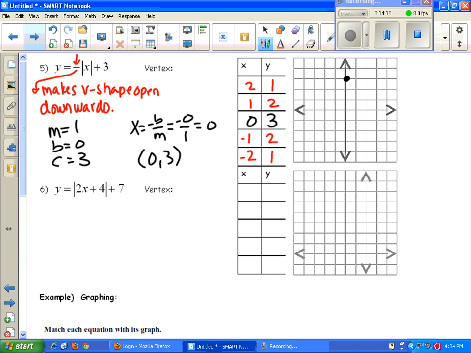So now if I graph this, I have 1, 2, and 2, 1. And then the other side of my graph would look like this. And then of course I would take my ruler and connect the points using my ruler. And now I have my V shape. And so in this case, instead of having a minimum value, since it's the highest point on my graph, this is a maximum vertex.